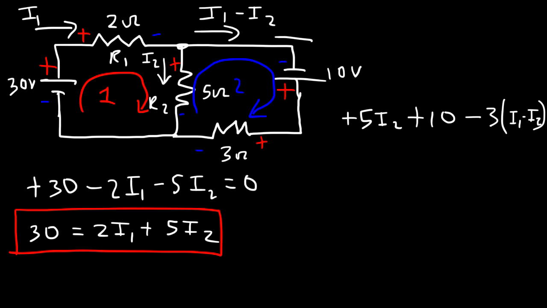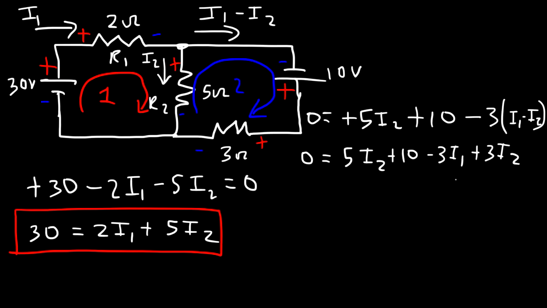So because we have a single branch, the current that flows in this branch equals the current that flows through this resistor. And that's I1 minus I2, which would have been I3. Now all of this is equal to 0. So keep that in mind. Now let's distribute the negative 3. So 0 is equal to 5I2 plus 10 minus 3I1 plus 3I2.